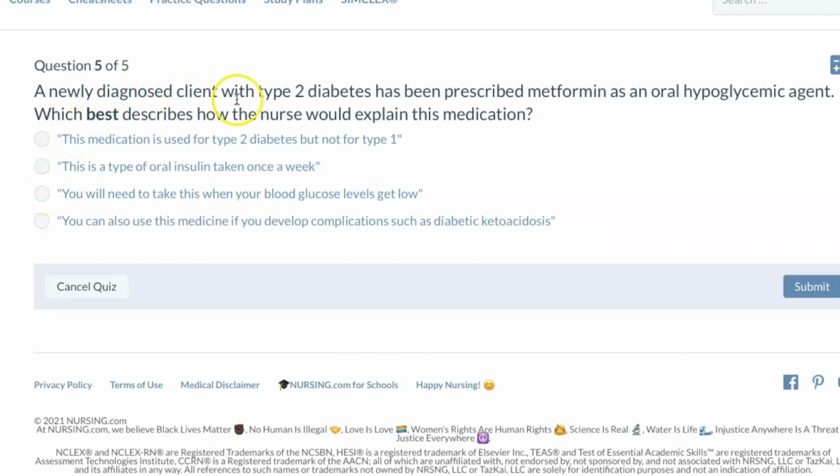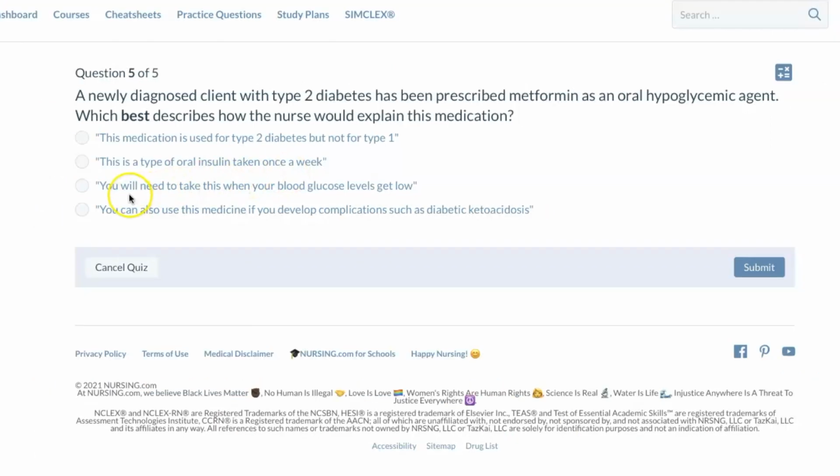A newly diagnosed client with type 2 diabetes has been prescribed metformin as an oral hypoglycemic agent. Which best describes how the nurse would explain this medication? This medication is used for type 2, but not for type 1. That's true. This is a type of oral insulin taken once a week. Not true. It's taken every day. You will need to take this when your blood glucose levels get low. You can also use this medicine if you developed complications such as diabetic ketoacidosis.